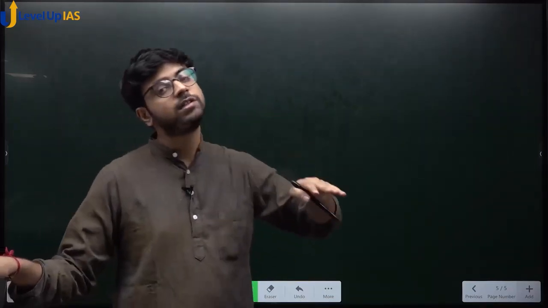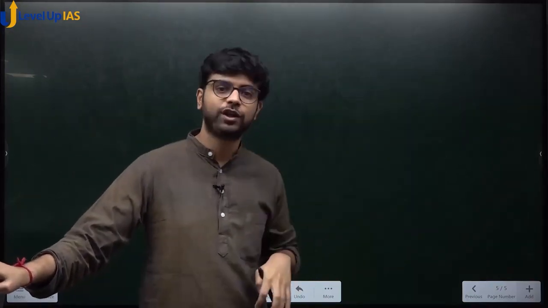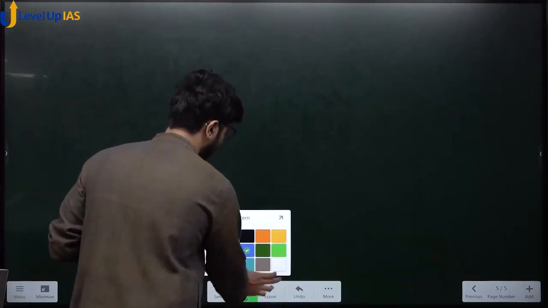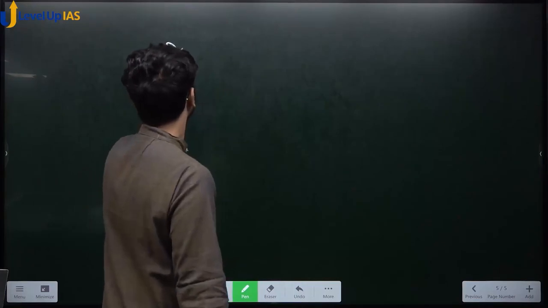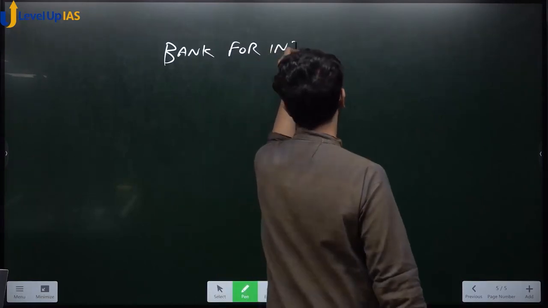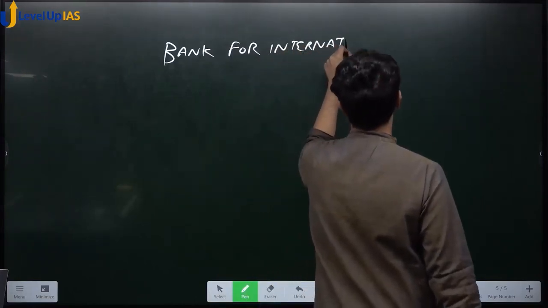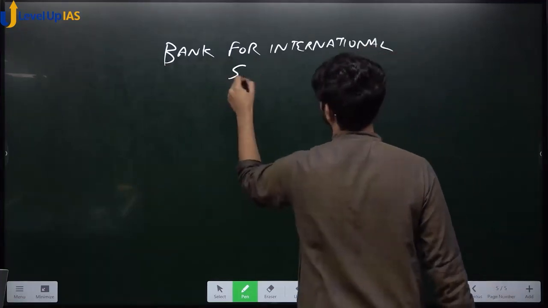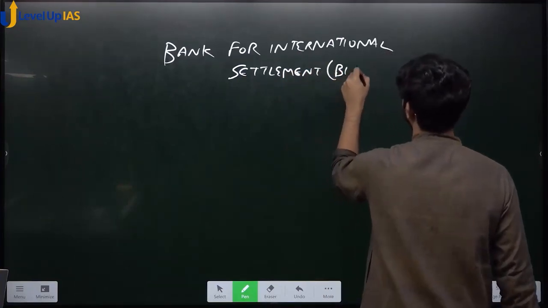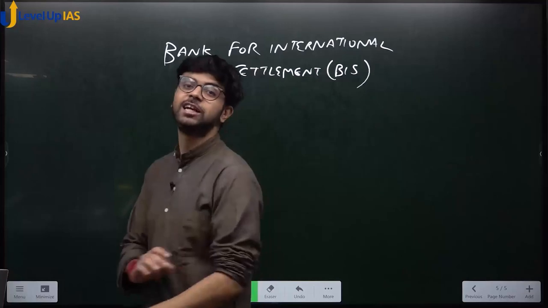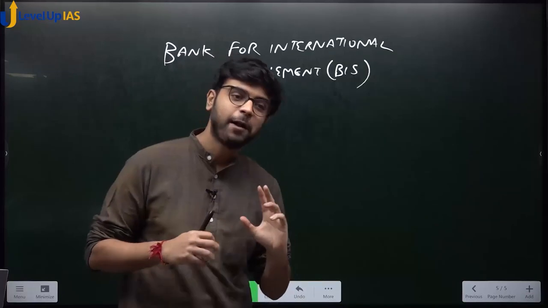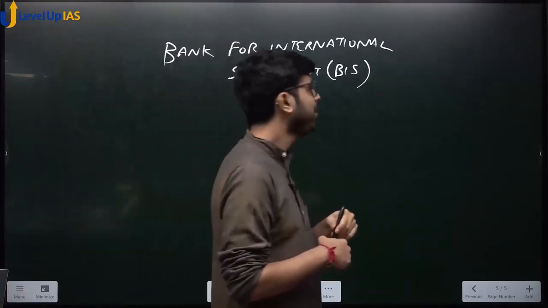There is a bank which acts as a bank of the Central Banks all over the world. That is called as... No, it's not World Bank. Look at the name. BIS. That is called as Bank for International Settlement, BIS. Okay, this is the Central Bank of the world. So RBI's bank is the BIS. Okay, RBI is a member of this.